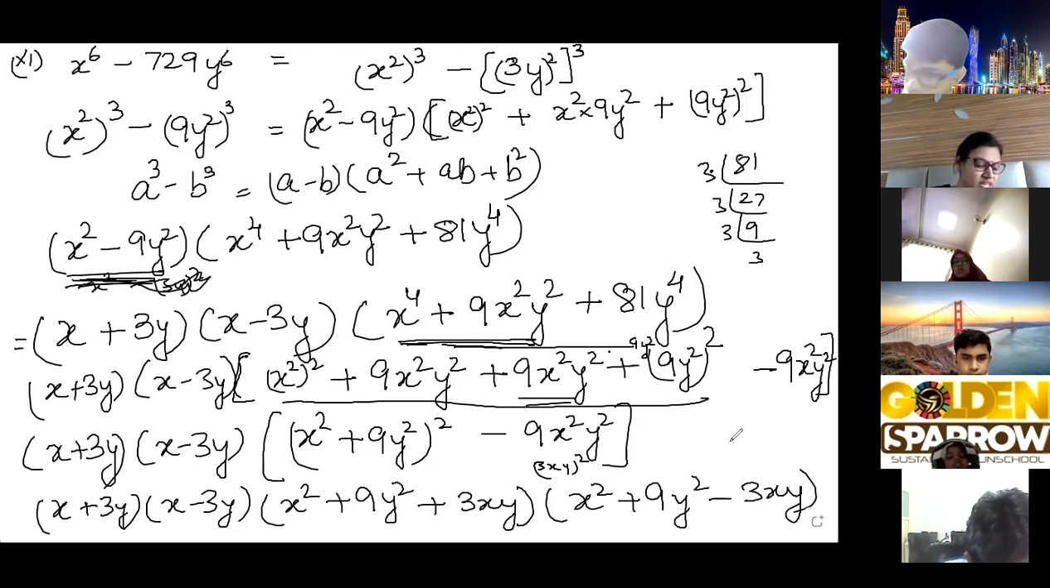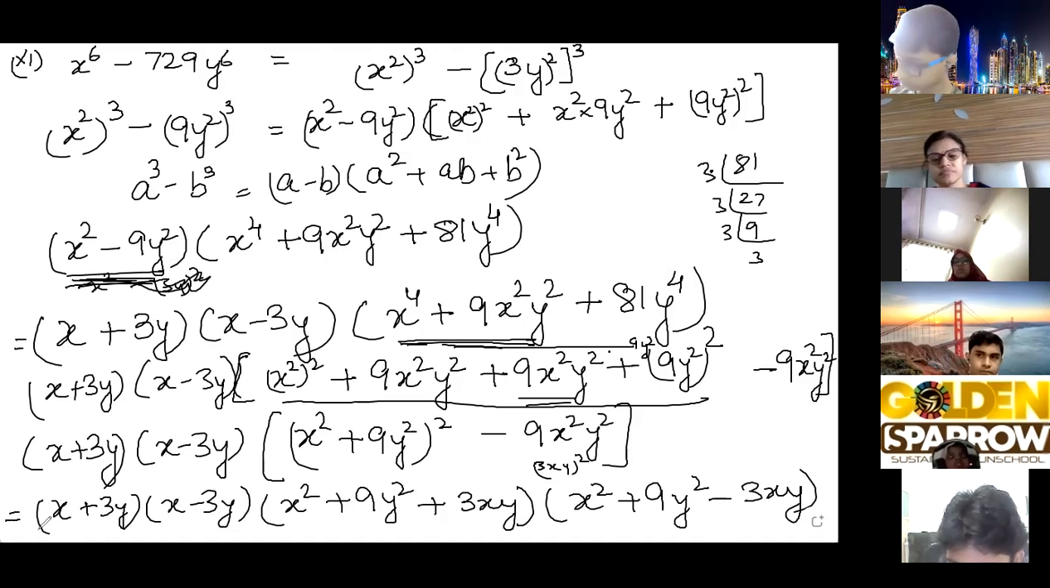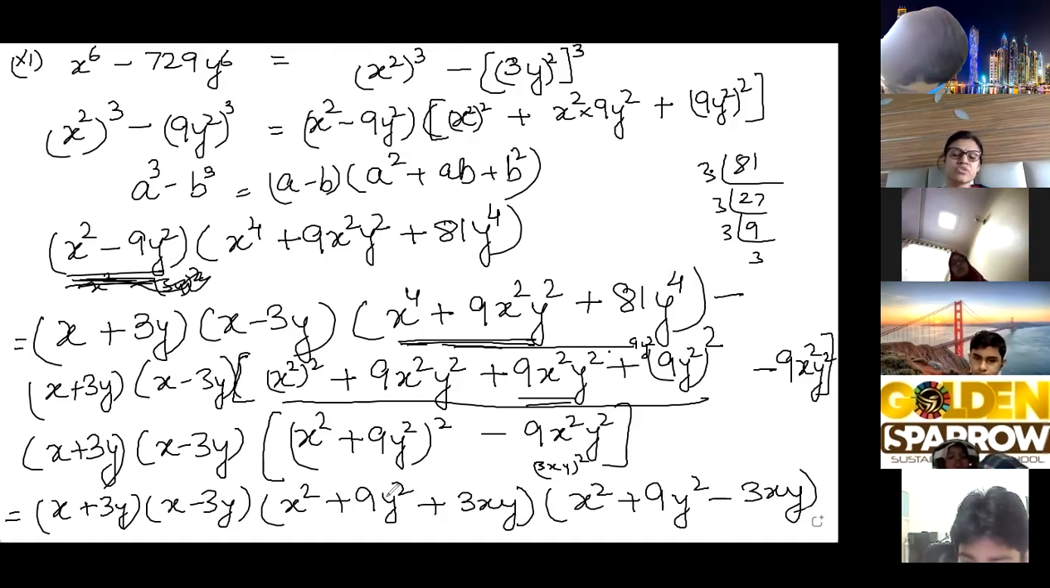Okay, now check, is this the answer? Four brackets. Yes. So this way, this was half done. Now you factorize this bracket also. So you got this answer. So this is the answer.